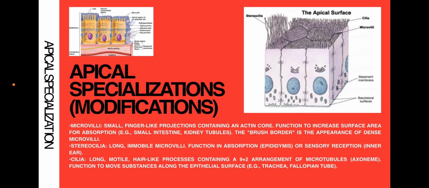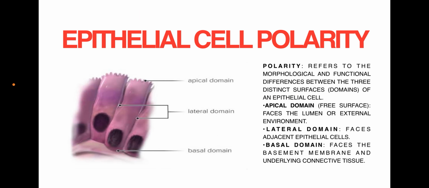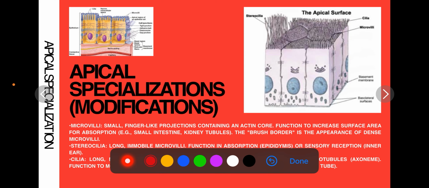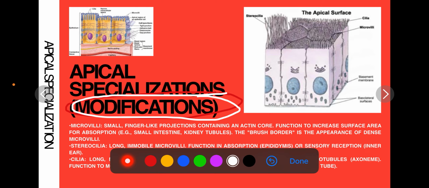Well, here we are going to speak about the apical part. We are going to speak about the apical domain, this part here. Is that okay? Well, there are something called modifications or specializations for the apical domains. This is very important actually, and if you want to get a high degree or deep knowledge, you have to know this.